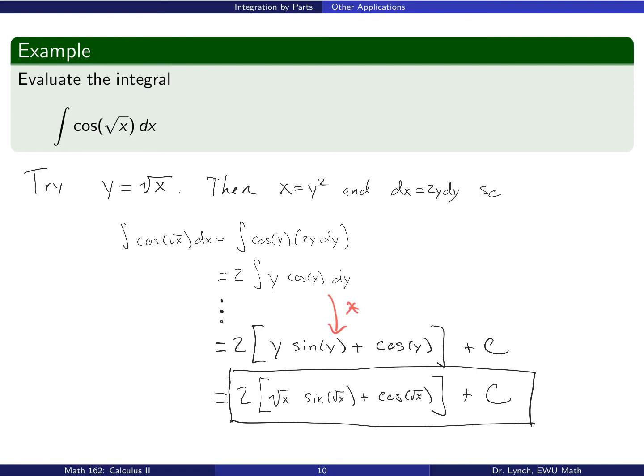And then we can go back to x world to write this as 2 times the quantity x squared sine squared of x plus cosine squared of x, all plus a constant C. Okay, let's look at a couple other examples.